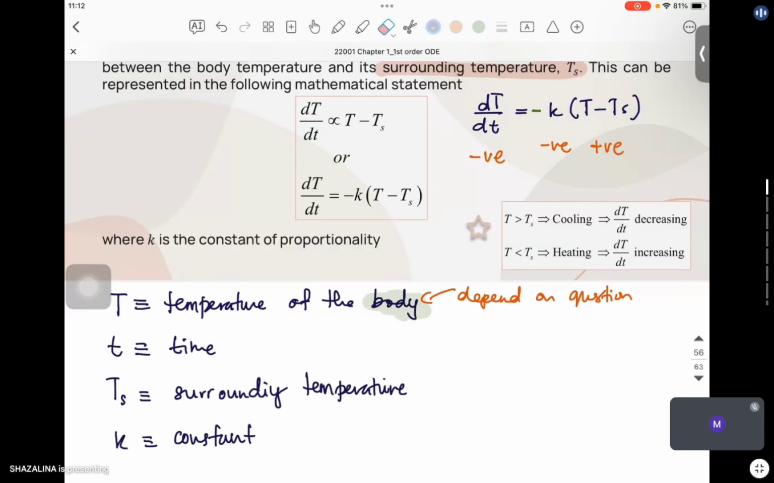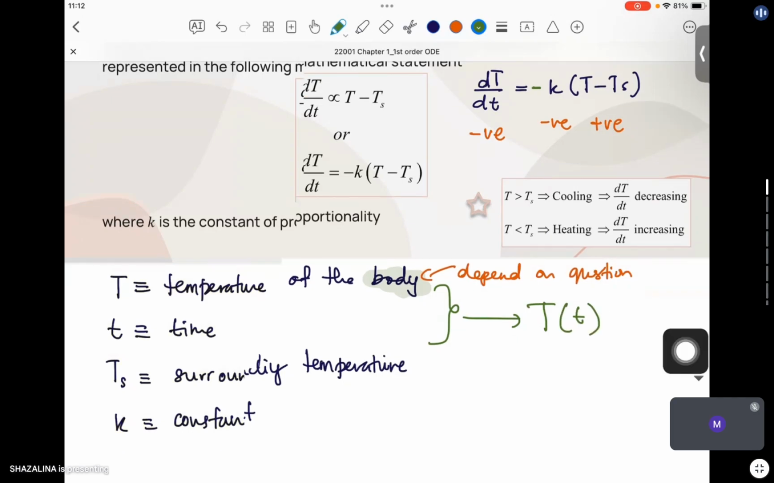Okay. The capital T is depend on small t because the derivative here is derivative of capital T and small t. So both here is depending to each other. Capital T depend on small t. Ataupun capital T is a function of small t. When small t change means capital T change. When time change, temperature also change. Okay. Time is independent, but temperature is depend on time.